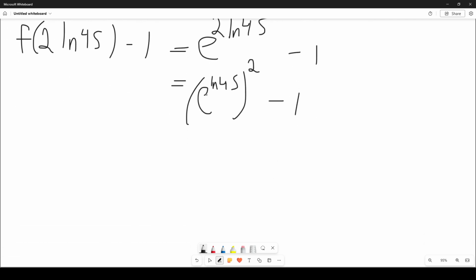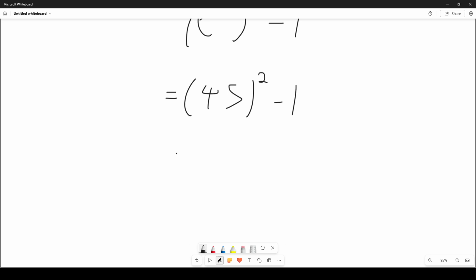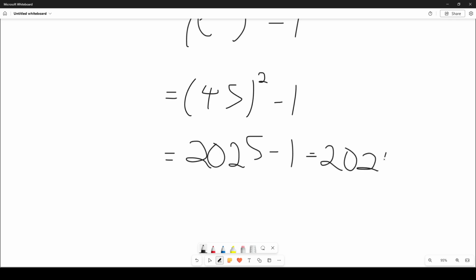But hopefully you should remember that the exponential and the logarithm are inverses. So this is simply 45 squared minus 1. And finally, you can use your calculator, or maybe you already know it. 45 squared is equal to 2025. Minus 1 is equal to 2024.